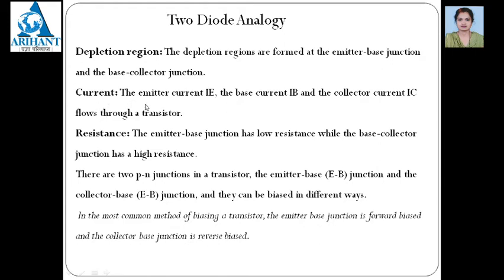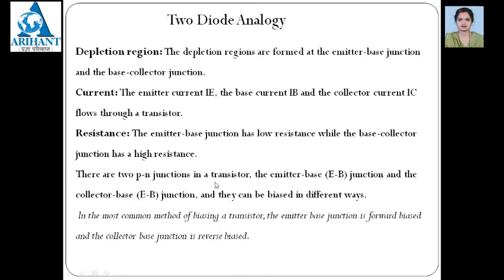What about the current? The currents are again of three types: the emitter current IE, which is flowing through the emitter, the base current IB, the current flowing through the base, and the collector current IC, the current which is flowing through the collector of that transistor. Then what about resistance? The emitter-base junction has very low resistance, while the base-to-collector junction has a high resistance.